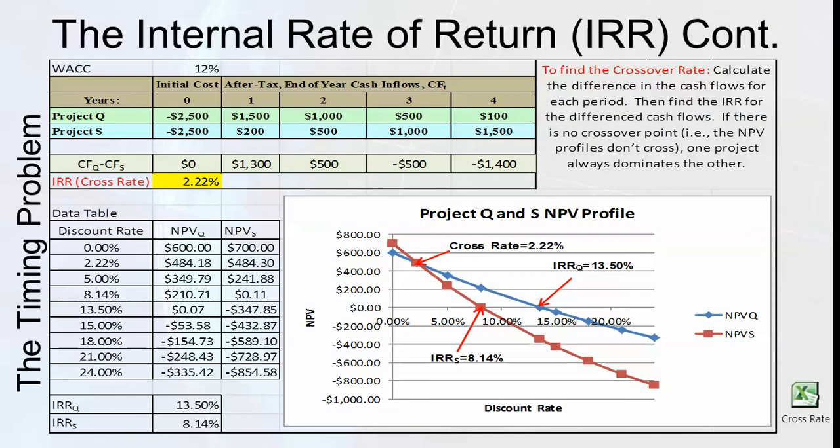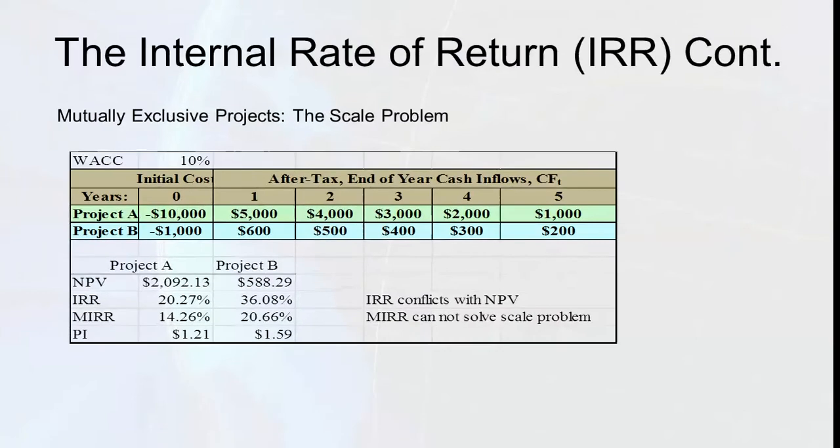Let's look at another problem here. So this is a very good example of a scale problem with internal rate of return.